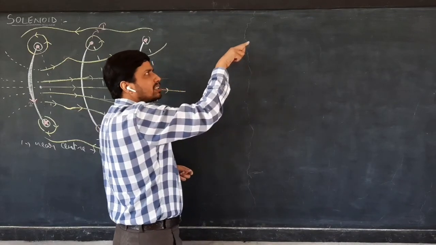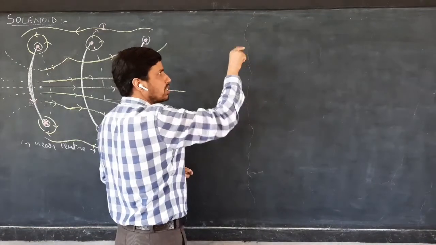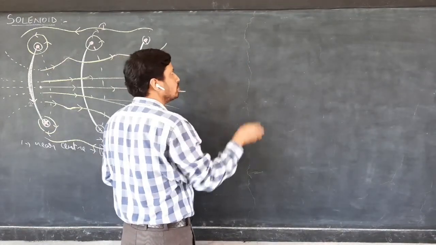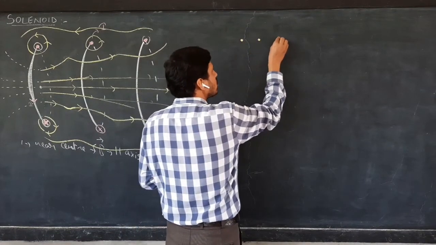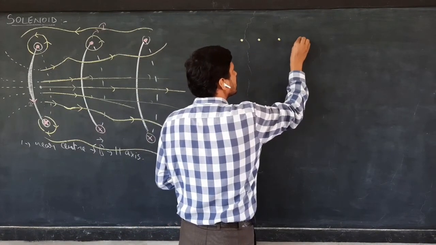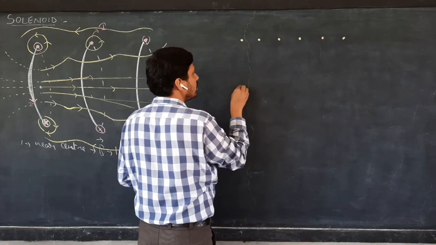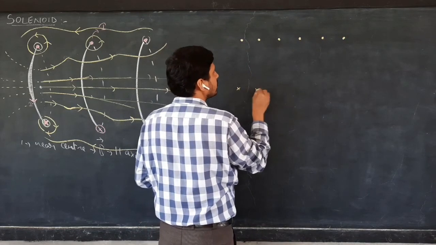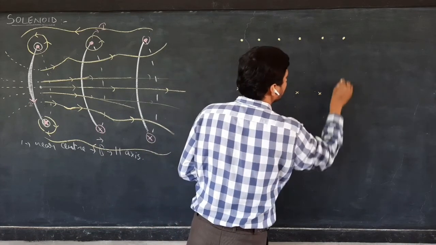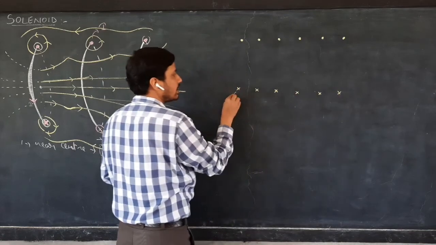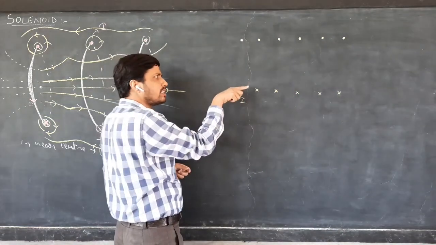At the top, current, suppose, leaves the board, comes out of the board, and at the bottom, current will enter into the board. So at top, I'll put dots. These dots are for currents. And at the bottom, I will have crosses. So these dots and crosses, let me remind you again, are for currents. That means current is coming out of the board, current is entering into the board.